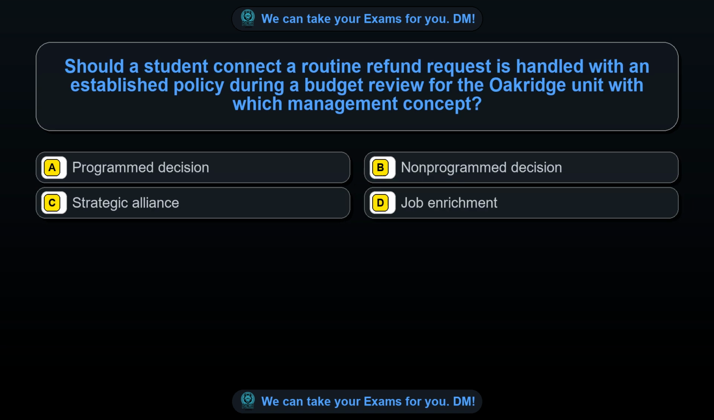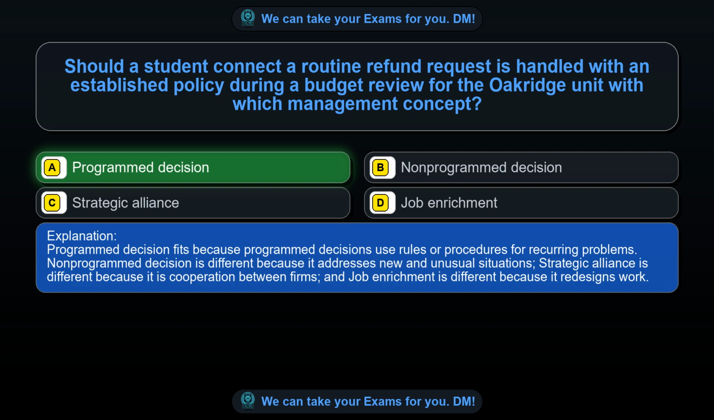Question 63. Should a student connect a routine refund request is handled with an established policy during a budget review for the Oak Ridge unit with which management concept? Option A, program decision. Option B, non-program decision. Option C, strategic alliance. Option D, job enrichment. The correct answer is option A, program decision.